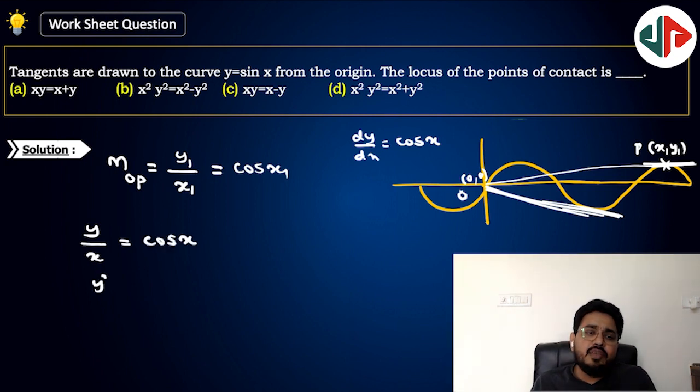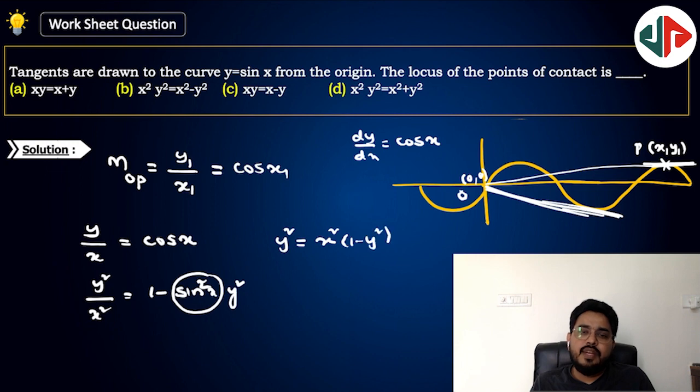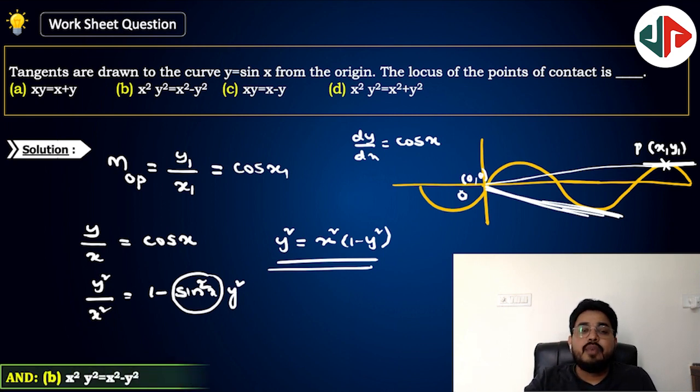So if I go ahead with y square by x square is cos square x, and cos square x is 1 minus sin square x. So this sin square x can be y square. So y square is equal to x square into 1 minus y square. Okay. So x square minus y square is equal to x square y square will be the answer for this question.